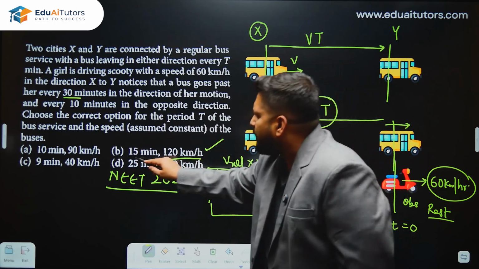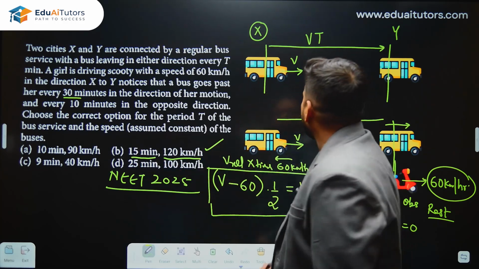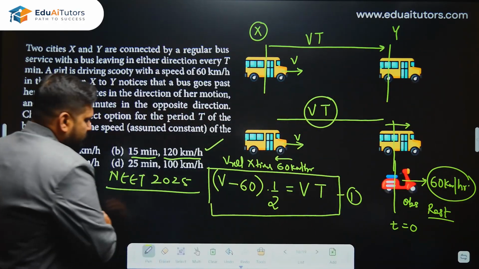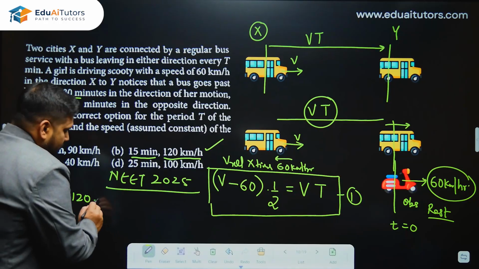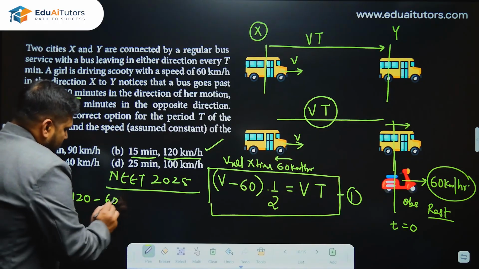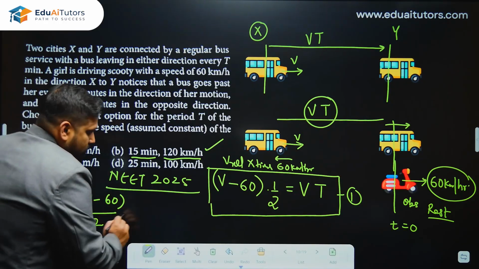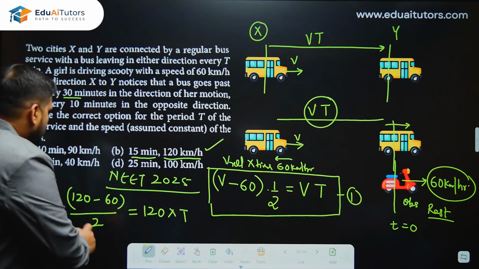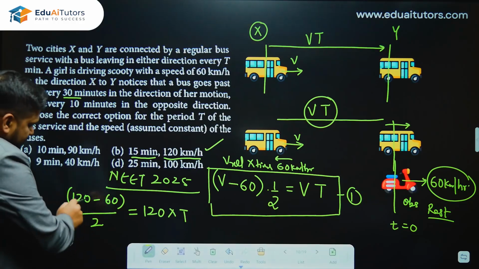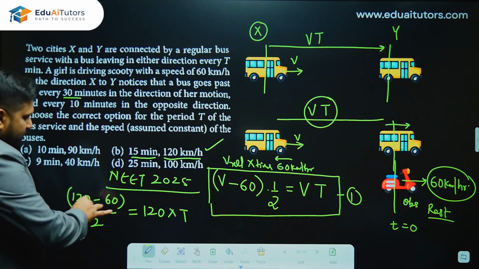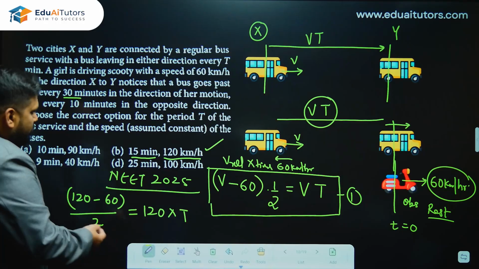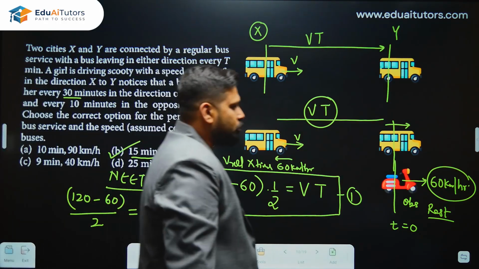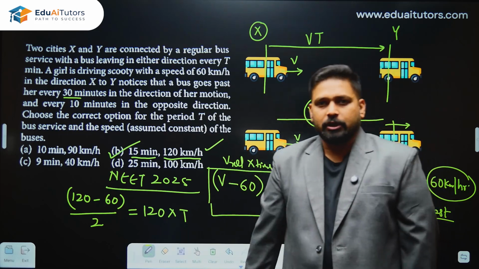But we have to find the time also, no problem. We can substitute in this equation. Substitute 120 for V. So you get 120 minus 60 divided by 2 is equal to 120 into T. 120 minus 60 would be 60, 60 divided by 2 would be 30, and 30 divided by 120 will be 1/4 of an hour, which is 15 minutes. So option B should be the correct choice for this particular problem.